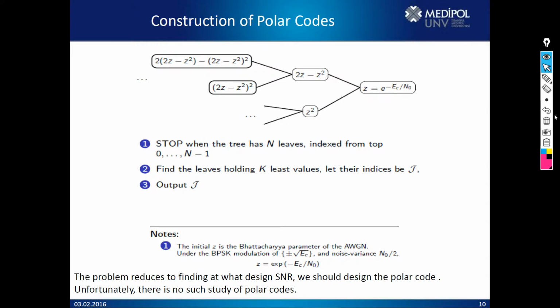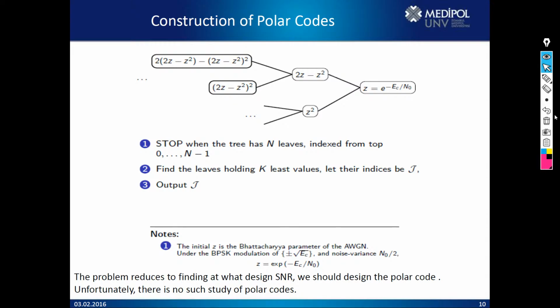Then using this method, you can take two branches and divide this value into two other values based on these formulas. You take this value, take its square, and you take this value to Z minus Z square, and each of these values you keep dividing according to these two formulas until you reach n leaves, n outputs, based on the length of your code word. Then you find the lowest values among these.